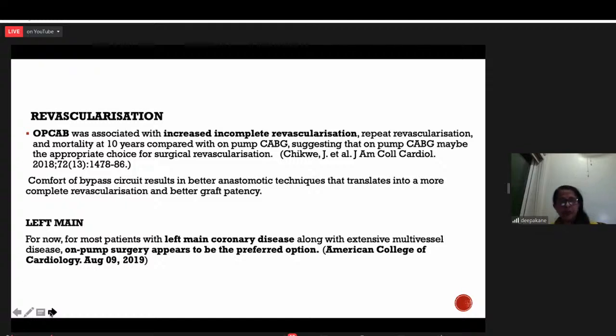What about left main coronary artery disease? For now, for most patients with left main coronary disease along with extensive multivessel disease, on-pump appears to be the preferred option, as quoted by the American College of Cardiology in 2019.